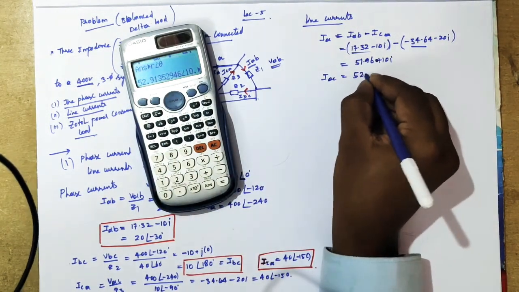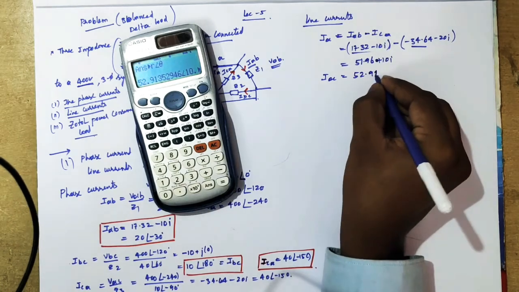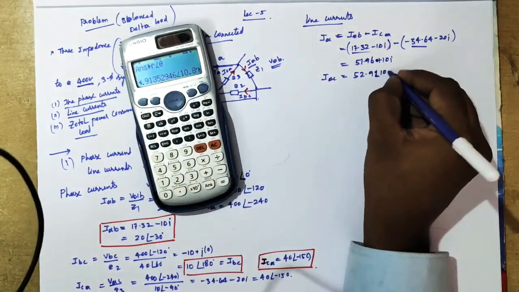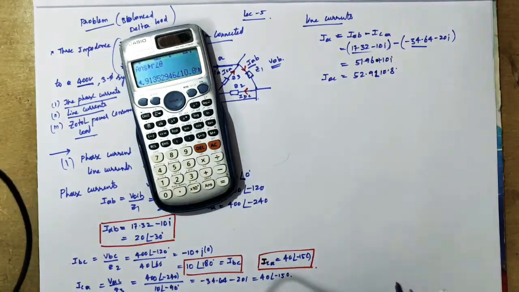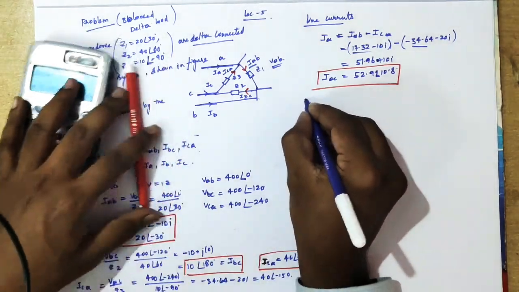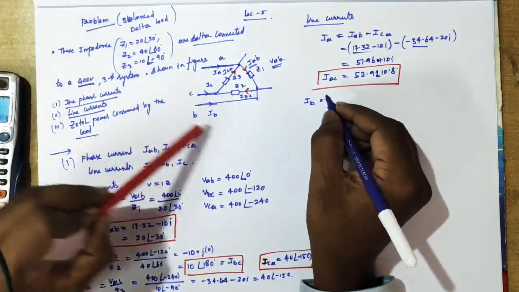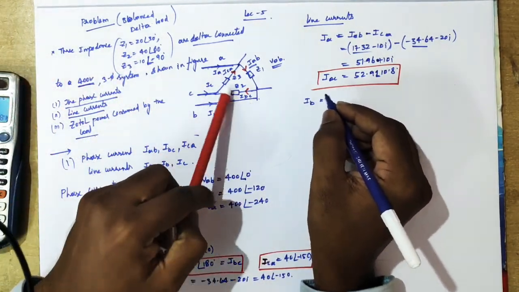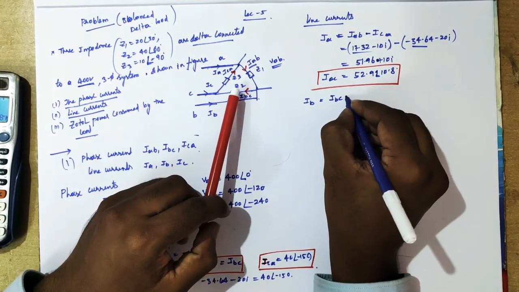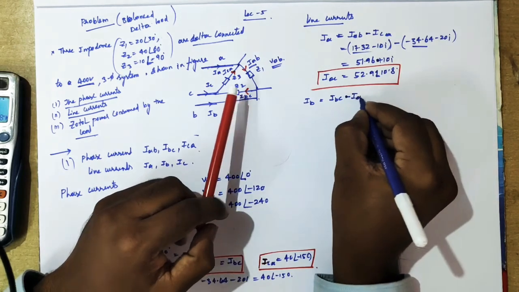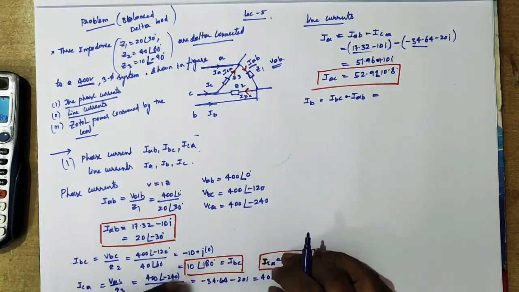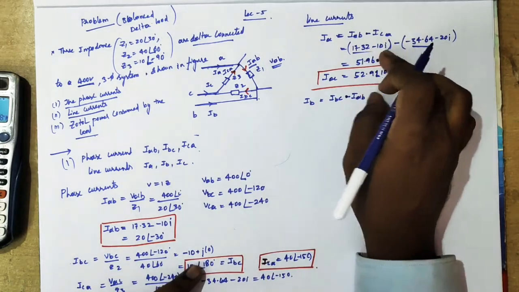So 52.91 at an angle of 10.8. Okay, so this is line current IA. Similarly, line current IB. So line current IB equal to what? IBC minus IAB. So from these two, substitute this.